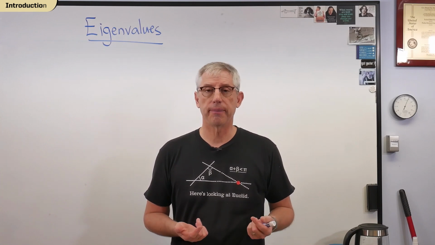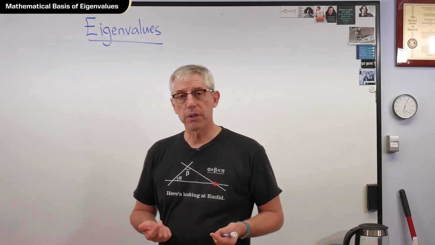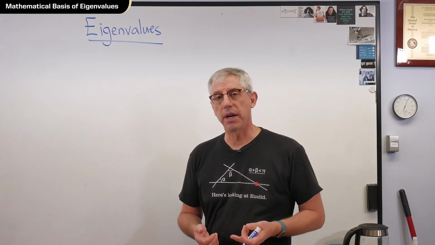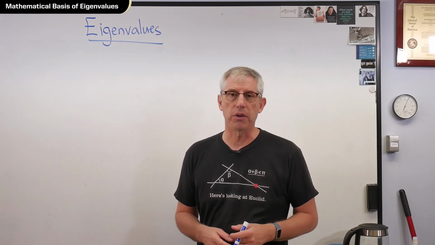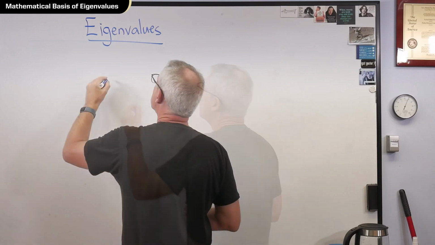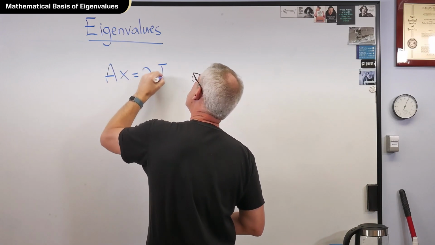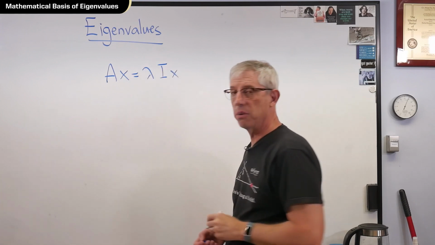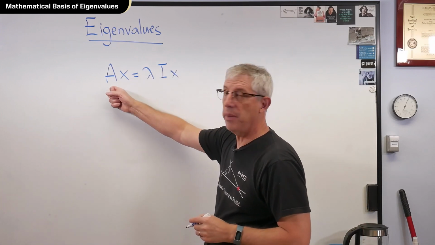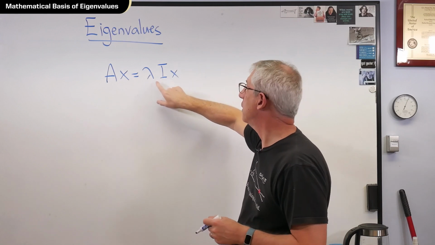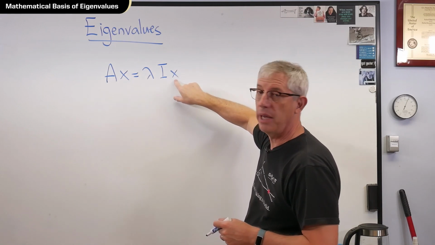So let's get started. Now, the first step is realizing that when mathematicians see something enough times, they give it a name, which is what we all do. So often enough, this equation shows up. AX equals lambda IX, where A is a matrix, X is a vector, lambda is just a number, it's a constant. There's the identity matrix, and there's X again.